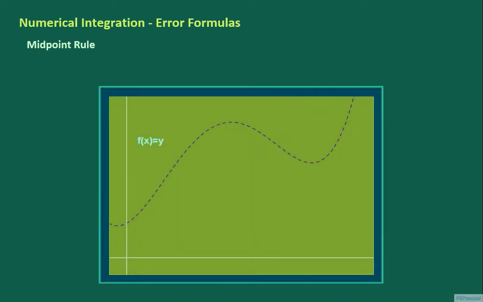The midpoint rule is frequently used to estimate the integral of a function f over an interval from x equals a to x equals b. If the function f is greater than or equal to 0 and continuous, then the integral of f from a to b can be thought of as being the area underneath the graph of f and above the interval from a to b.